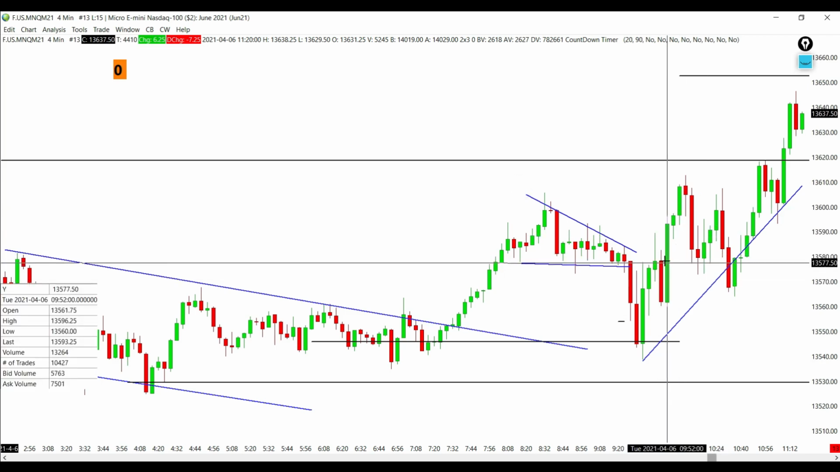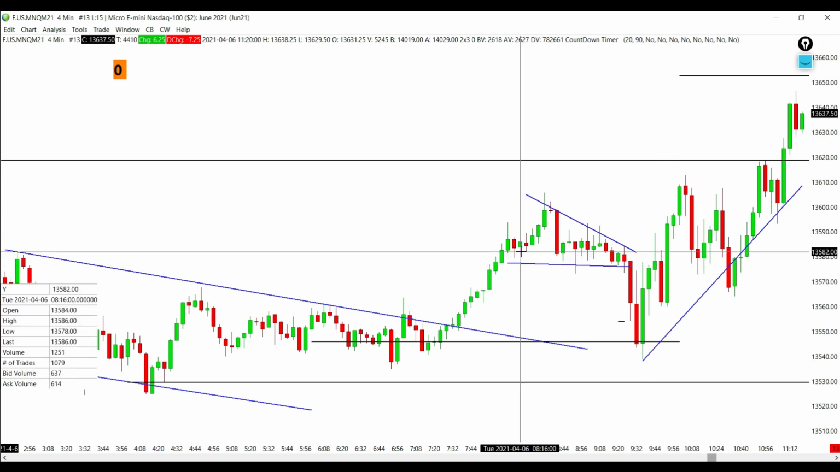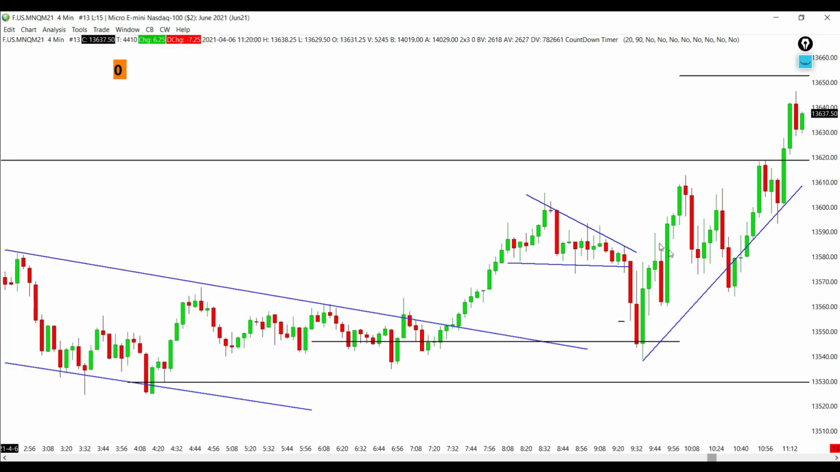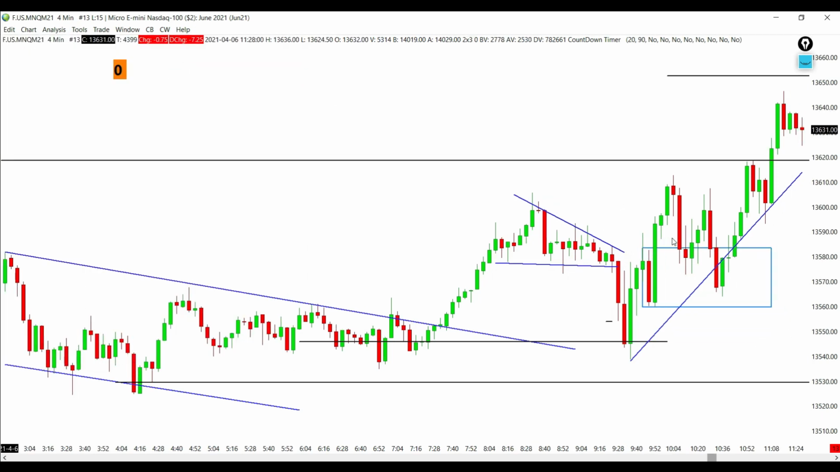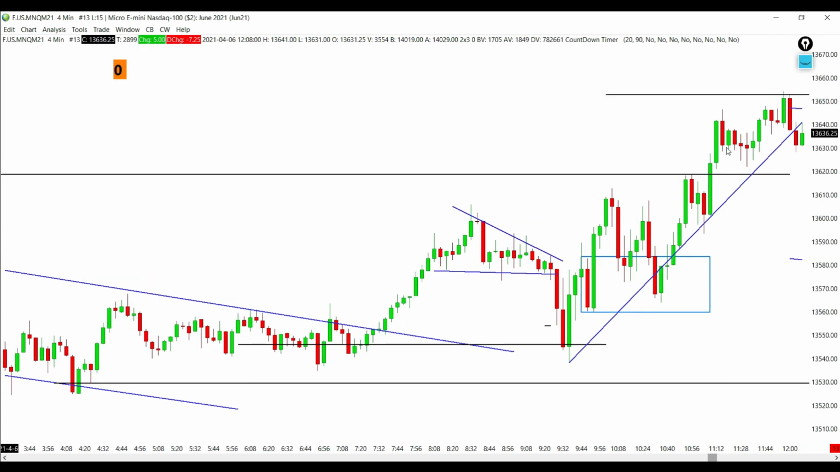Notice how it pulled back to this demand level right here. Me personally, I will get in right here, and basically, I will look for my rewards to the upside. So that's how you could do it with the indices too.